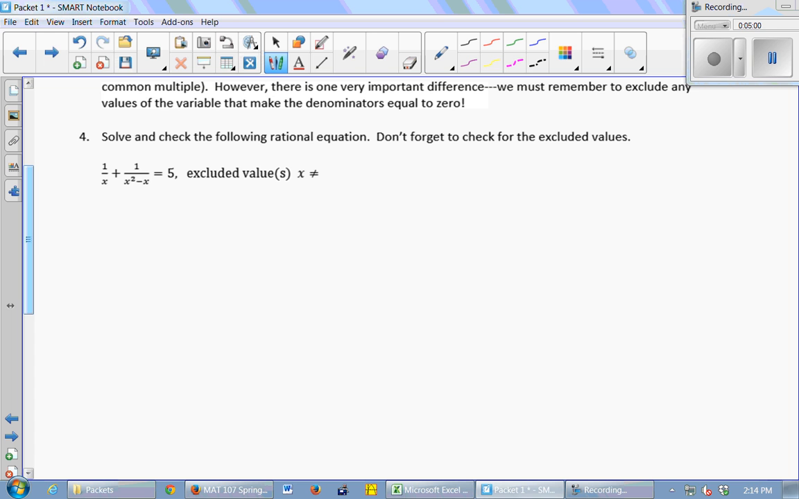Before I even start, I look at all my fractions and ask, are there any values of x that would make my denominator 0? Well, 1 over x is one of my fractions, so x definitely can't be 0. And then x squared minus x, I'm just going to do a little side work here. What would make x squared minus x equal 0? Well, I would factor out an x, and I'd get x minus 1. So x equals 0 or 1. So there are two values of x that cannot be solutions to this problem, because when I try to plug them in, I get 0 in a denominator.